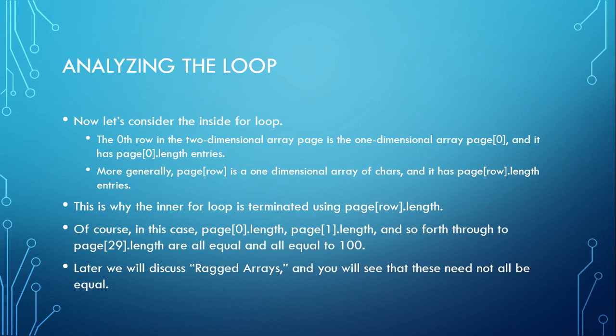Later on, in our next section, we will discuss what is known as a ragged array. You can see that when we get to ragged arrays, they don't all actually have to be equal. But that's going to wrap us up for today, folks. Hopefully it gives you an overview of how multidimensional arrays work. And I will see you next time.